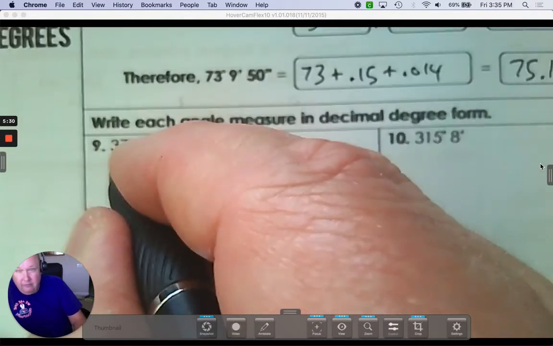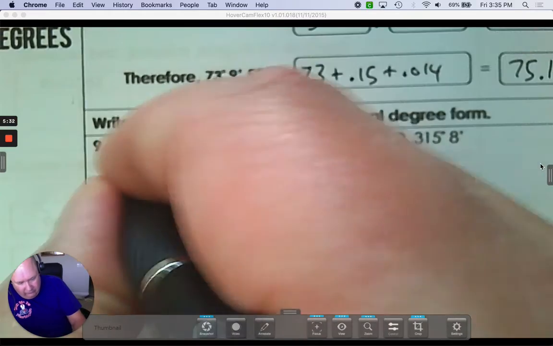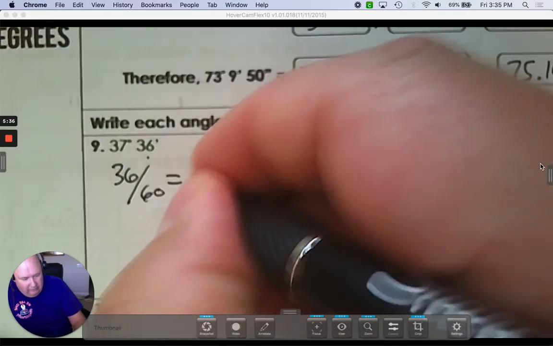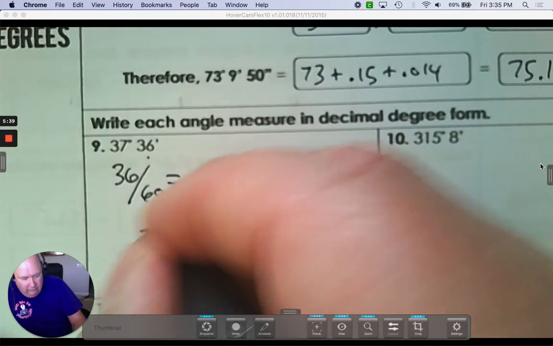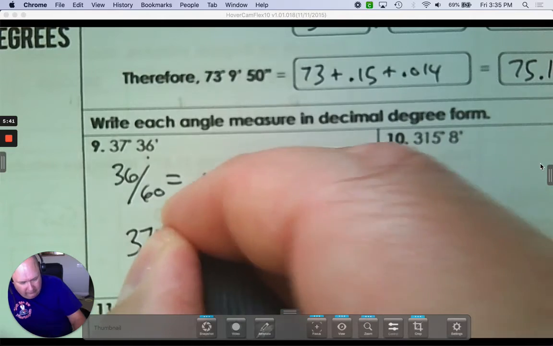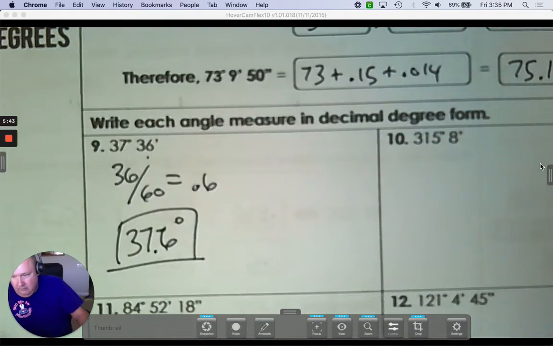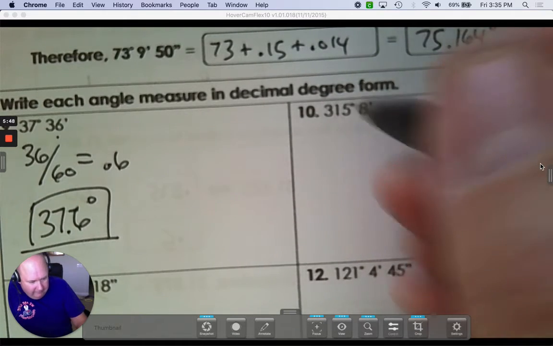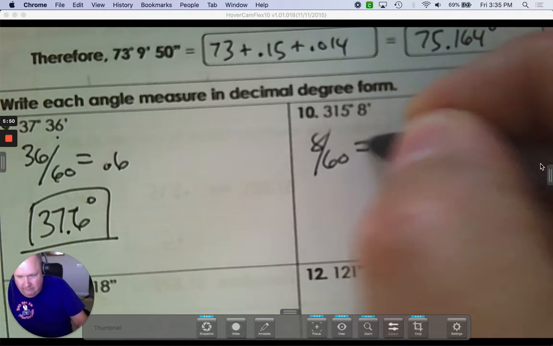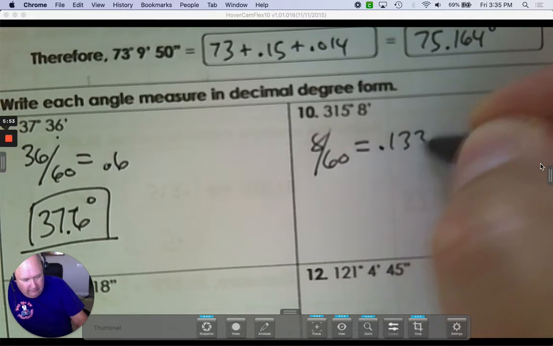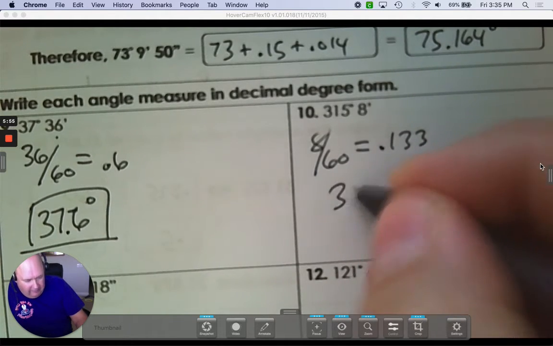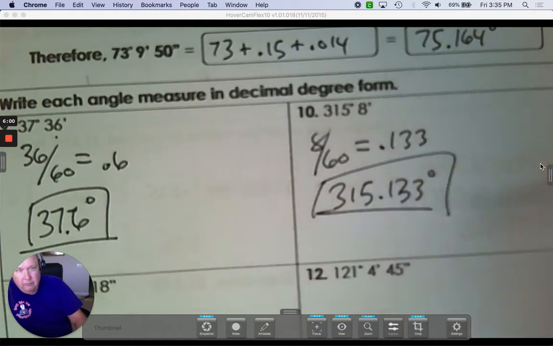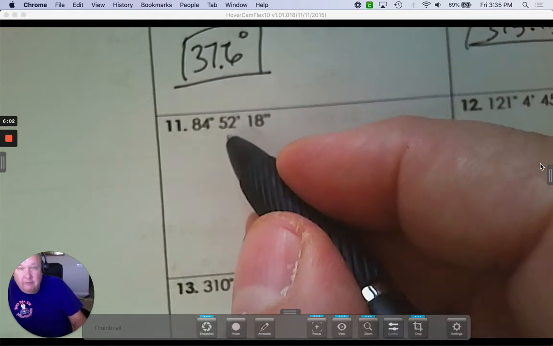So here we have 37 degrees and 36 minutes. So just 36 minutes divided by 60. That gives you 0.6. There's no seconds to worry about. So it's just 37.6 degrees. For number 10, we have 8 minutes. Divide that by 60, and you get 0.133. And then put it together, 315.133 degrees. Super simple.